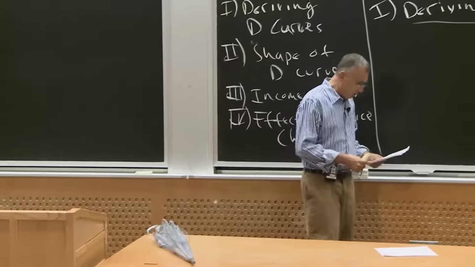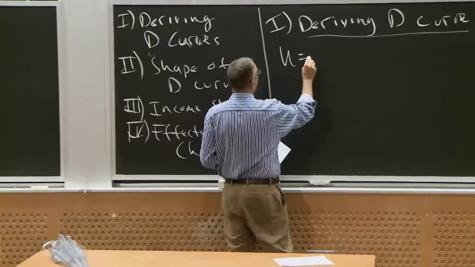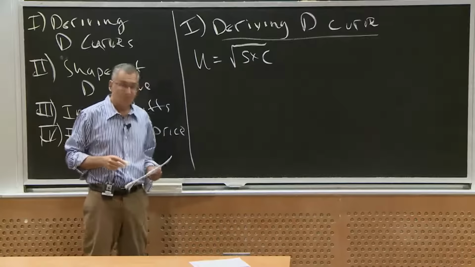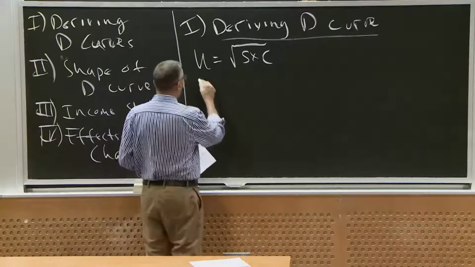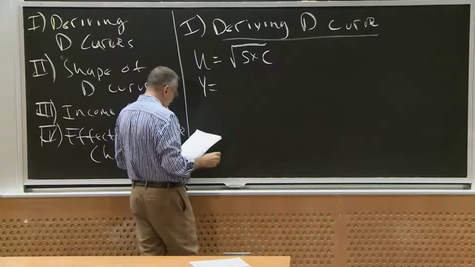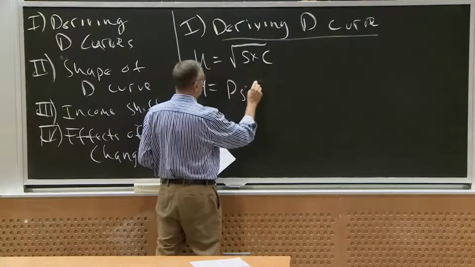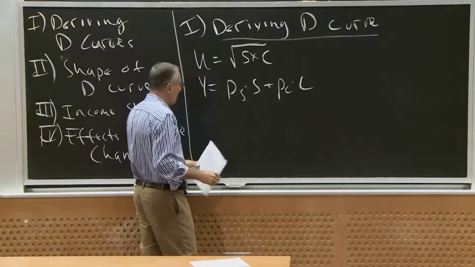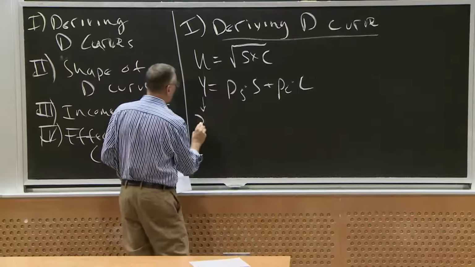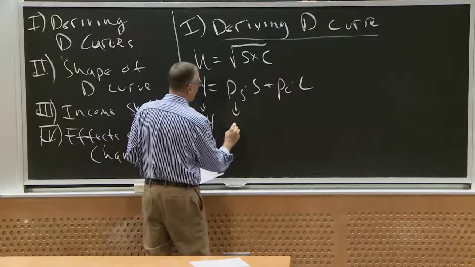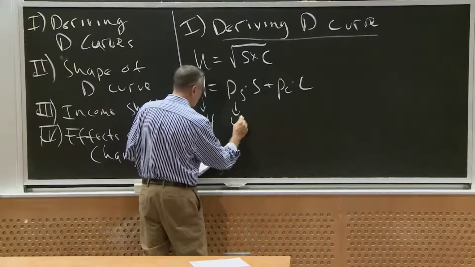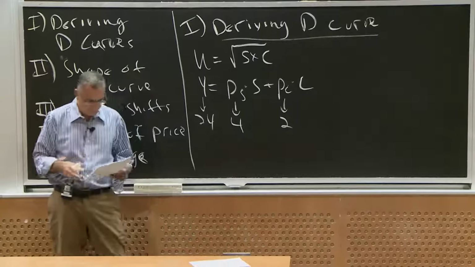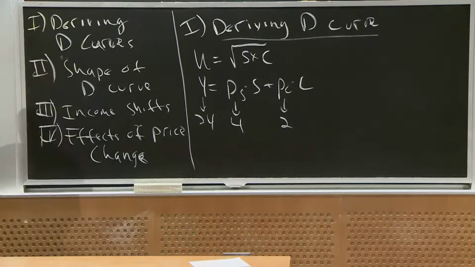So remember the example before. We had a utility function, which was the square root of s times c, slices times cookies. We had a budget constraint, which was y is equal to the price of slices times the number of slices plus the price of cookies times the number of cookies. And we assumed to start that y was 24, the price of slices was 4, and the price of cookies was 2. So, how do we derive a demand curve?